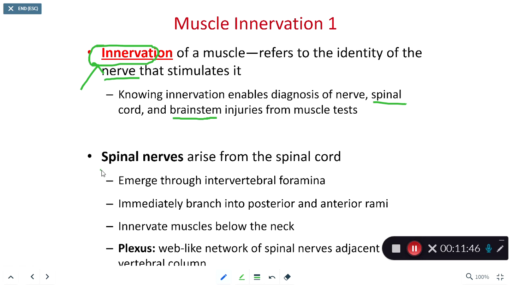Coming off the spinal cord, we have spinal nerves. There's going to be a pair of spinal nerves for every vertebra in the vertebral column. And they're going to emerge through those intervertebral foramina, those little tiny holes in between the vertebrae. And they are immediately going to branch to rami that are anterior and posterior. And they're typically going to innervate any muscle below the neck. Above the neck, instead of spinal nerves, we're going to have cranial nerves innervating the muscles.